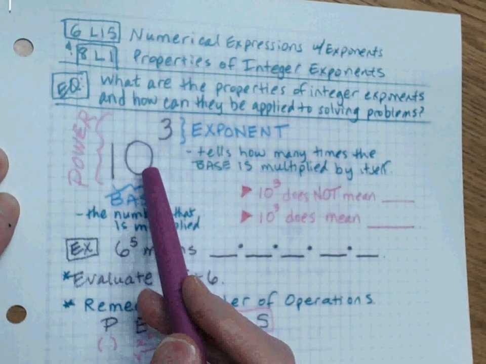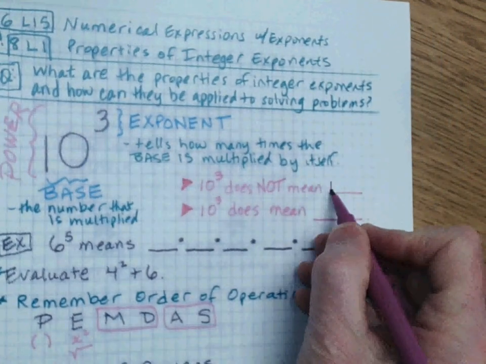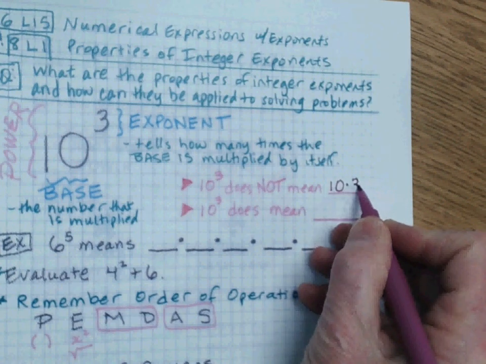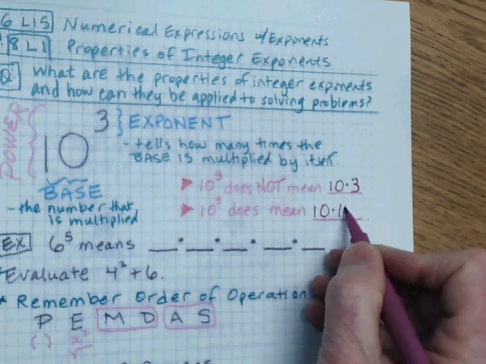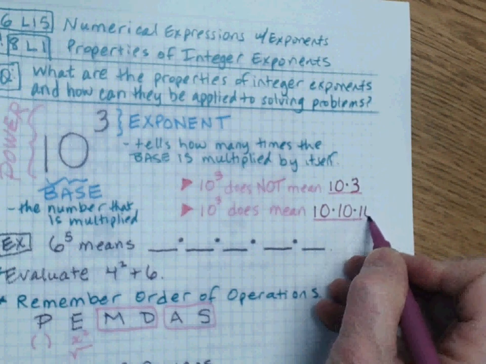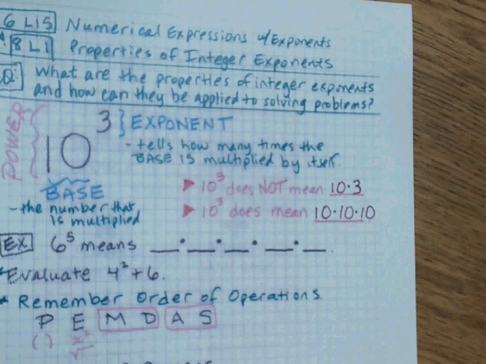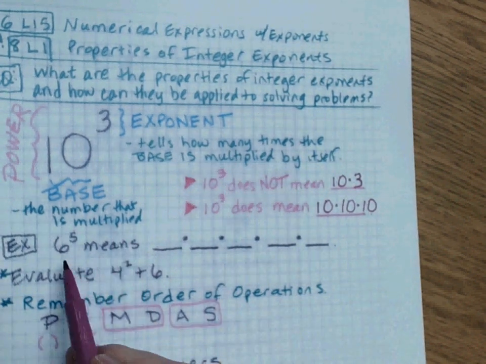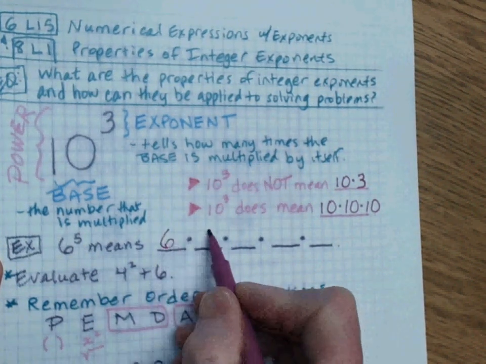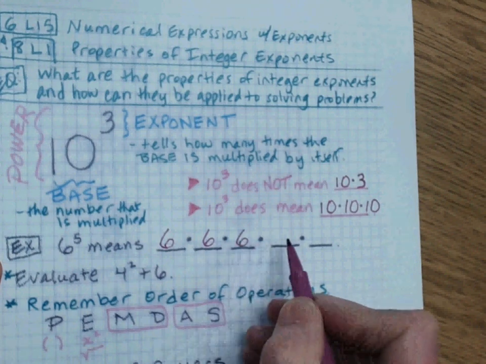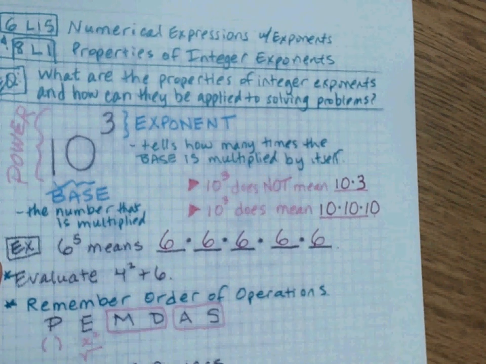It's important that when you see a number like 10 to the third, it does not mean 10 times 3. What it does mean is 10 times 10 times 10. So when you have powers, the numbers get big very quickly. For example, 6 to the 5th power means 6 times 6 times 6 times 6 times 6. It does not mean 6 times 5.